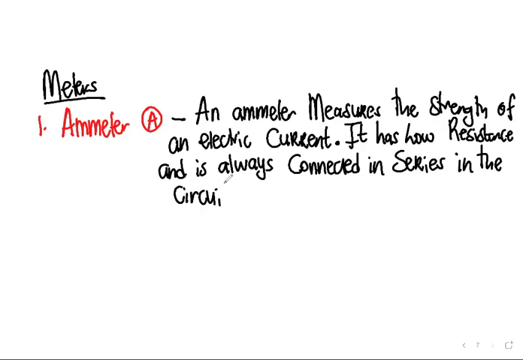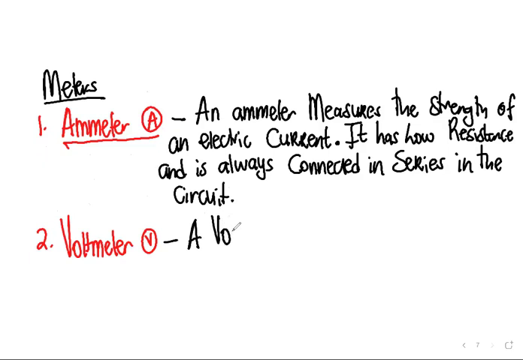So there's no way you can find an ammeter connected in parallel. It's always going to be connected in series. Number two, we're going to have what we call a voltmeter, which is like this, right? So a voltmeter measures the potential difference.